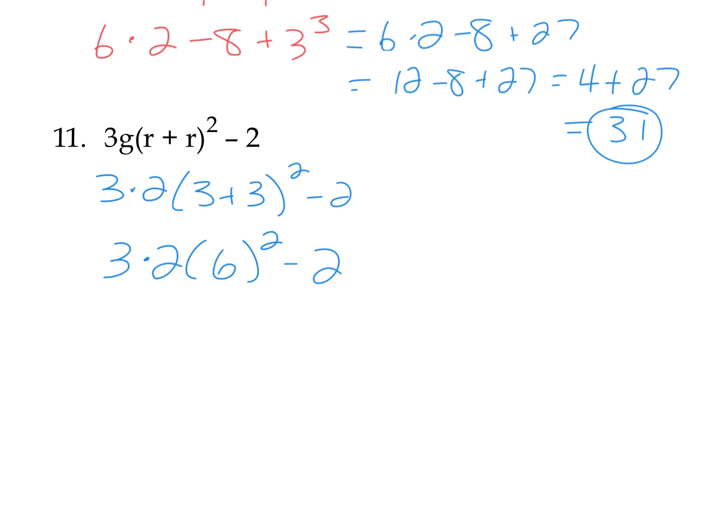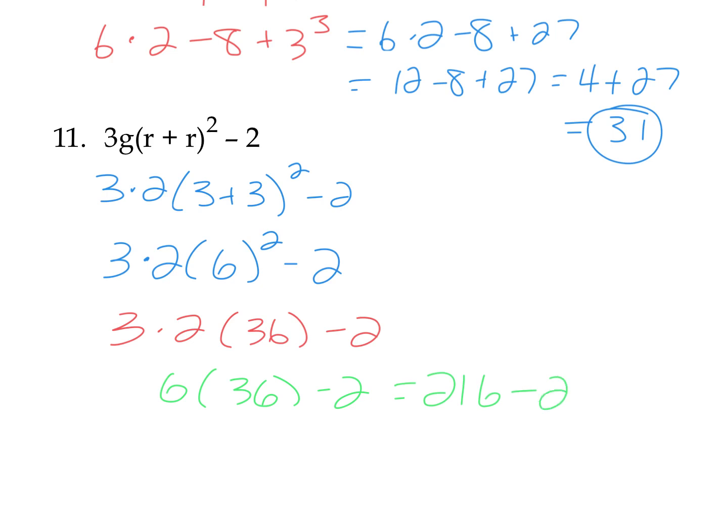Now we want to be careful here. Your next step is your exponents. We've done everything inside the grouping symbol. So this is 3 times 2 times 6 squared. So the exponent will come next. That's going to be 3 times 2 times 36 minus 2. So next is going to be the 3 times 2. So 3 times 2, which is 6 times 36 minus 2. That's 216 minus 2, which is 214.